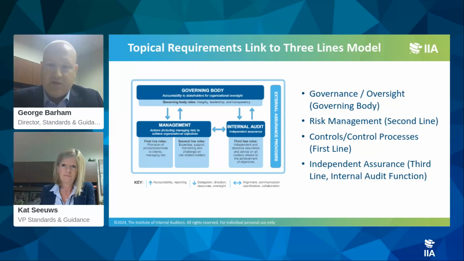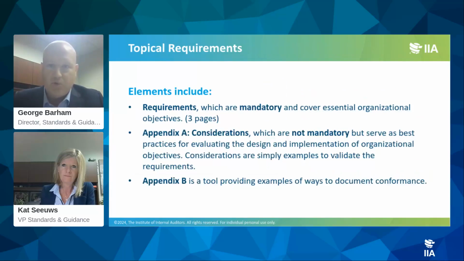And as Kat mentioned on the previous slide, just making sure that we're providing independent, objective, and relevant assurance, I would say, as well, to the governing body, if that's the audit committee, the board, whomever that might be for your organization. And then the first and second lines being the controls and the risk management piece. So we'll continue to go through those a little bit more.